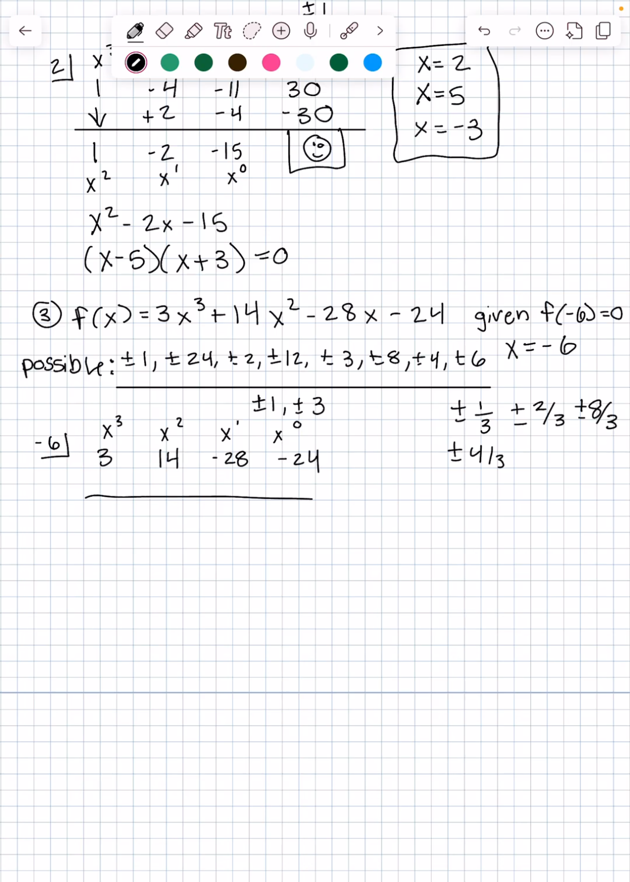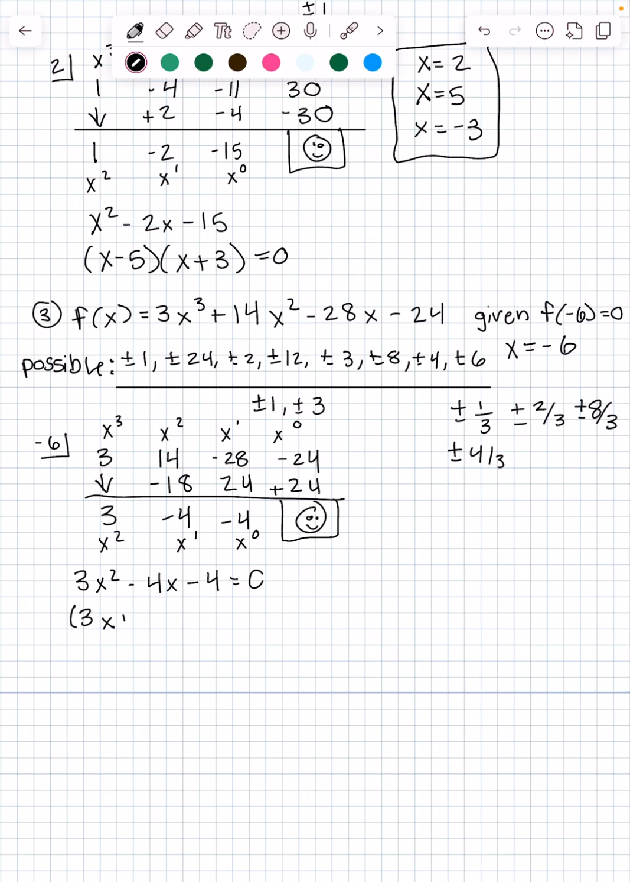So when we do this, we know we're going to get a remainder of 0 for sure. And yep, we did. 0. And now we can write this as a quadratic. So x to the 0, x to the first, x squared. So this looks like 3x squared minus 4x minus 4. Okay, we want to factor this. This is a guess and check problem. So how this factors is 3x plus 2 times x minus 2.